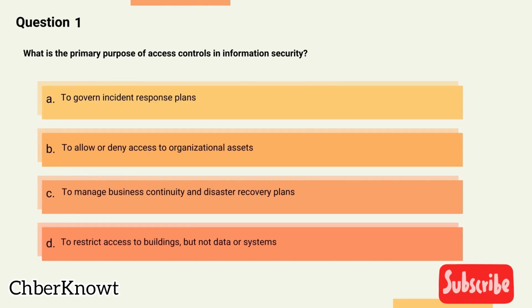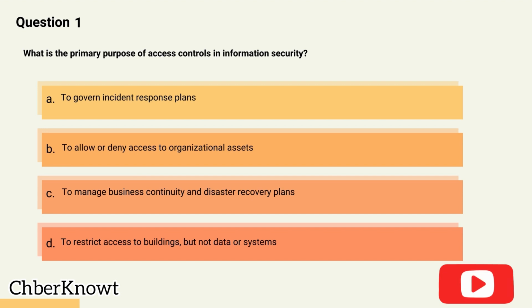Question 1. What is the primary purpose of access controls in information security? Option A. To govern incident response plans. Option B. To allow or deny access to organizational assets. Option C. To manage business continuity and disaster recovery plans. Option D. To restrict access to buildings, but not data or systems.